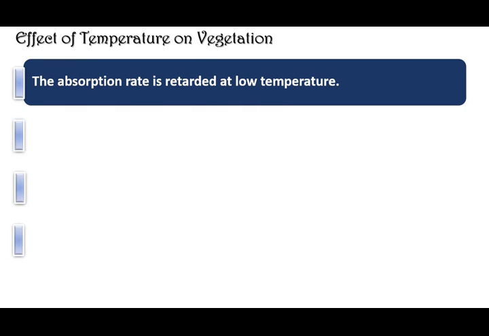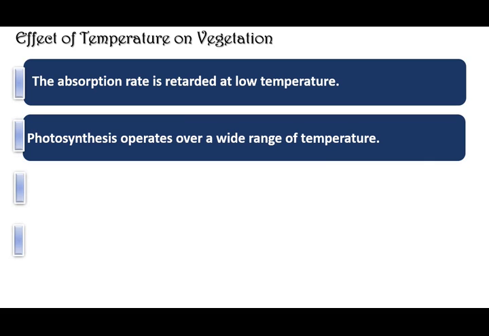The absorption rate is retarded at low temperatures because plants can absorb only liquid water. And when the temperatures are low, the enzymatic activities of the root are slowed down and thus it affects the rate of absorption. Thus, low temperature retards the absorption rate of the plants.